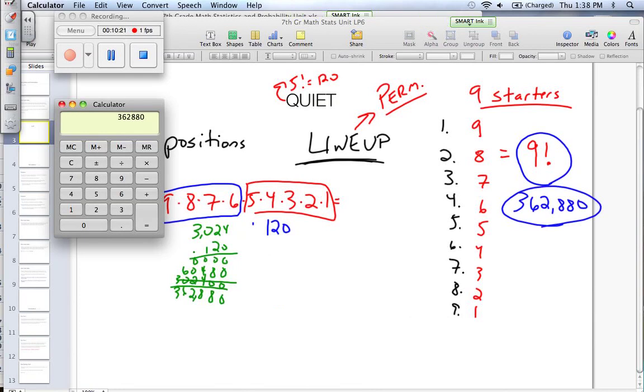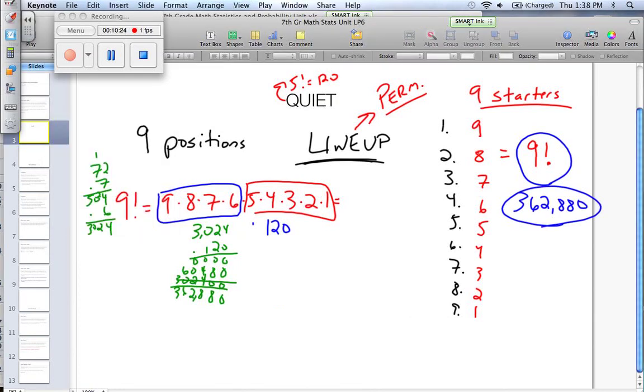So, whenever you have a problem where order does matter, we call it a permutation. And when you have a permutation, you can either make a list if it's a smaller problem, or you might choose to use the counting principle and therefore multiply the factorial of your number of options.